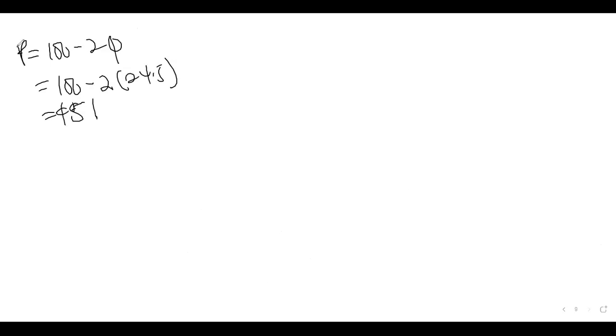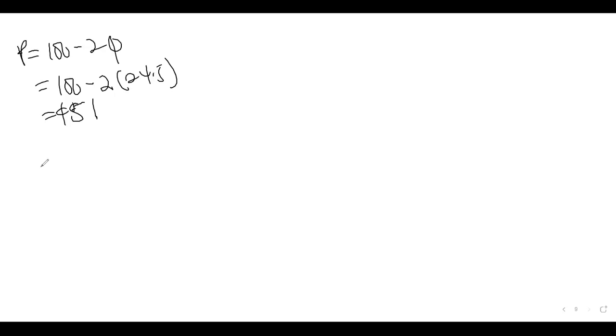The profit maximizing price is 100 minus 2Q. So the price will be 100 minus 2 into bracket 24.5. That will be 51. So the profit maximizing price will be 51. Okay. All right.